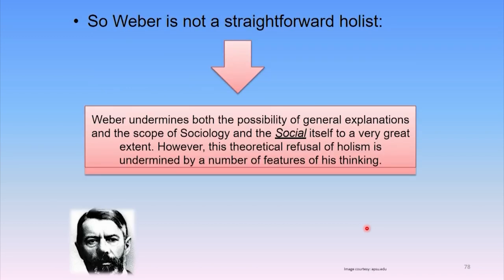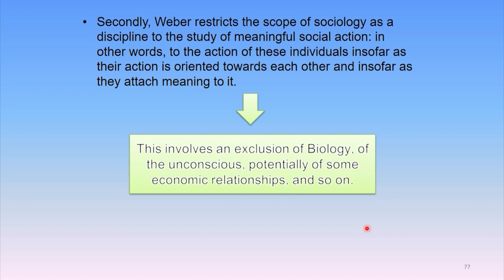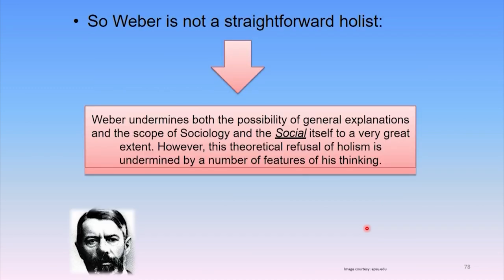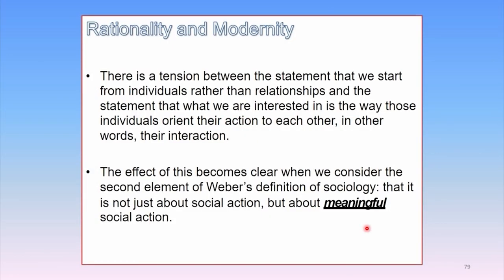In this case, Weber restricted the scope of sociology to the study of only meaningful social action, so Weber is not a straightforward holist. But in the case of rationality, through the lens of rationality, we have learnt how Weber's explanations are holistic in nature. We have discussed in rationality that there is a tension between the statement that we start from individuals rather than relationships, and the statement that what we are interested in is the way those individuals orient their action to each other, in other words their interaction.